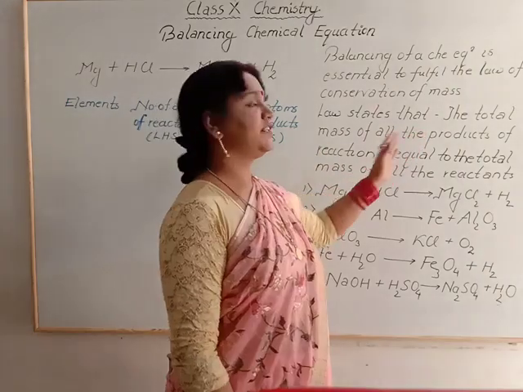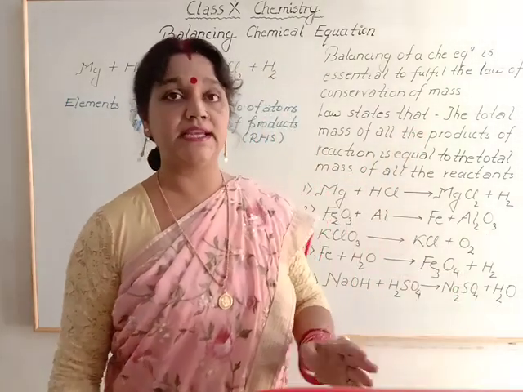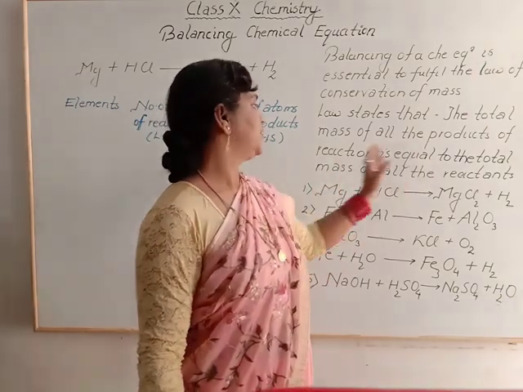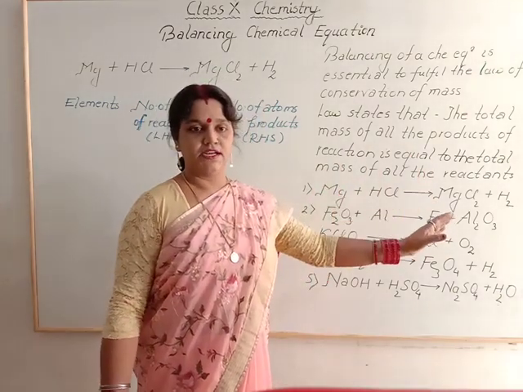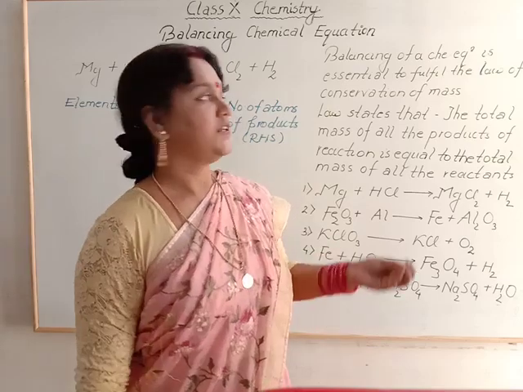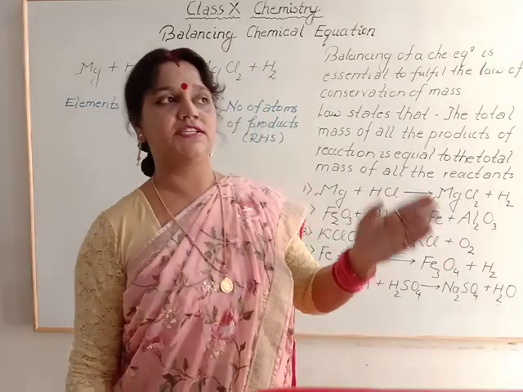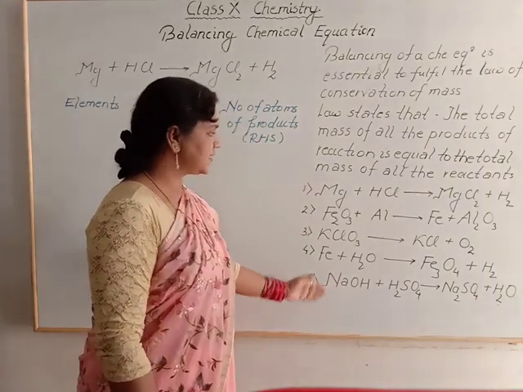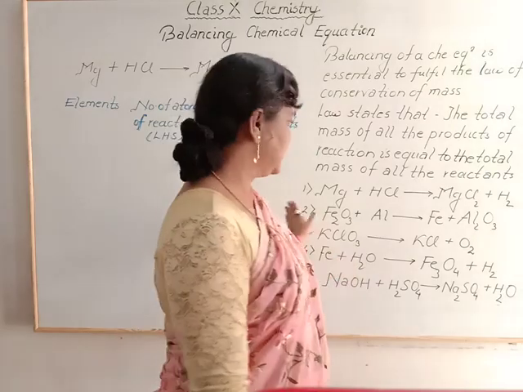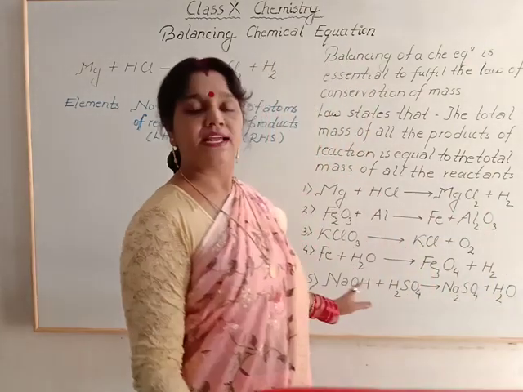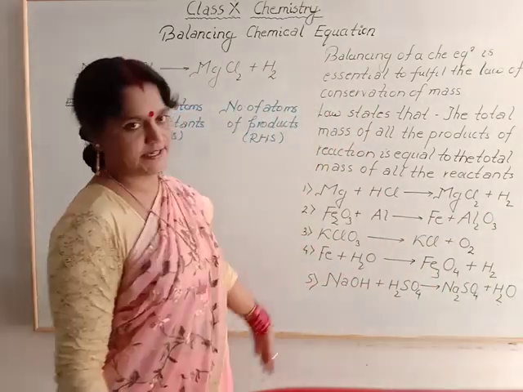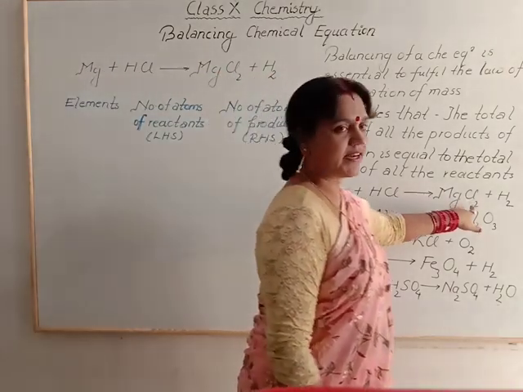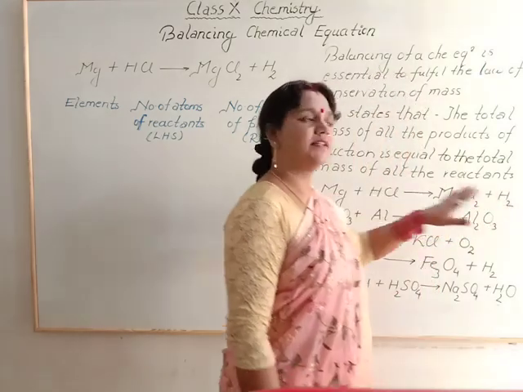It states that the total mass of the products in any chemical reaction must be equal to the total mass of the reactants. A chemical equation that is not balanced is also known as a skeletal equation. Now, one by one, we will discuss these 5 chemical equations. These are not balanced, and by using the hit and trial method, we will balance them. First, I have taken magnesium plus hydrochloric acid gives magnesium chloride and hydrogen, and this is not balanced.